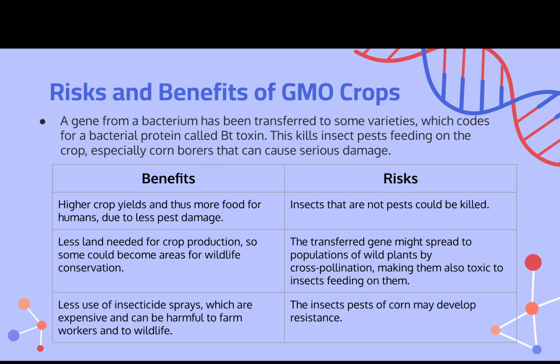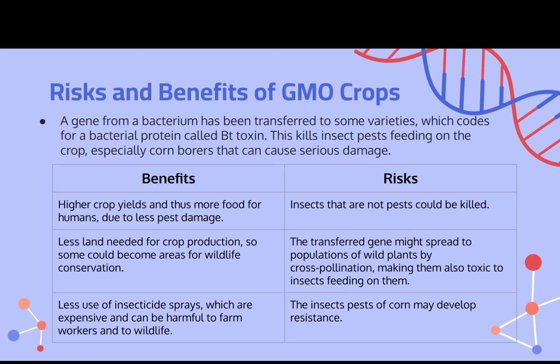There could be native insects that are actually beneficial for the environment that are killed, and that would cause a disbalance. The transferred gene might spread to populations of wild plants by cross pollination, which would also make them toxic to insects feeding on them, which is not great because we don't need the insects to all die. It's just to avoid the crop from being ruined. And then the third one is the insect pests of corn may develop resistance.